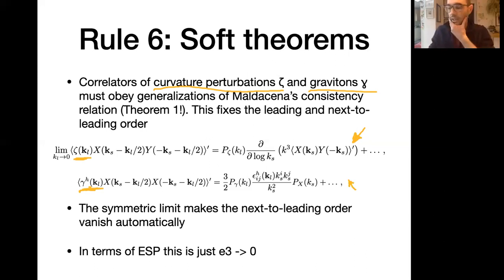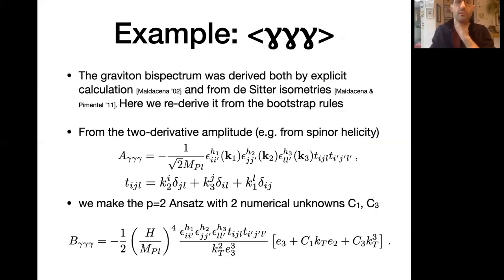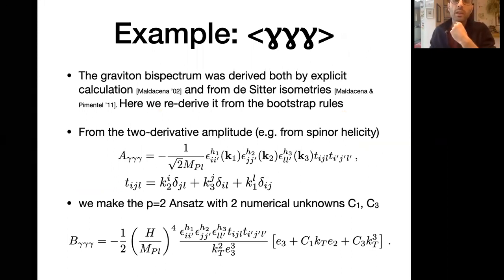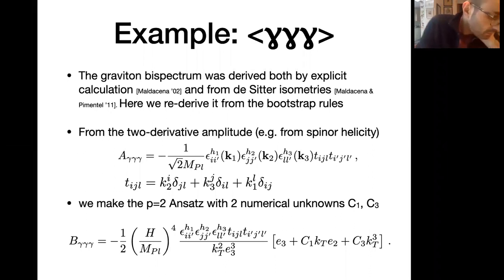Okay, so finally, all of these rules are over, and I can give you an example, which hopefully is illuminating, unless there are further questions. The example is actually not the simplest calculation. If you actually did this from scratch, starting from the Einstein-Hilbert Lagrangian, et cetera, it would take a little bit of work. And it's the three-graviton correlator, okay?